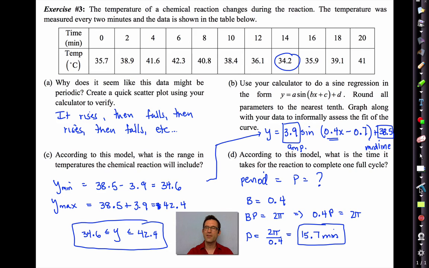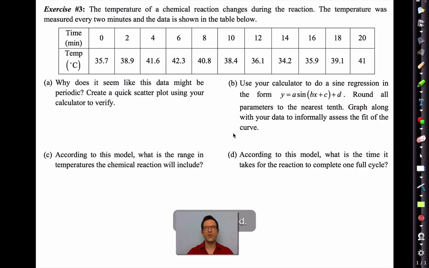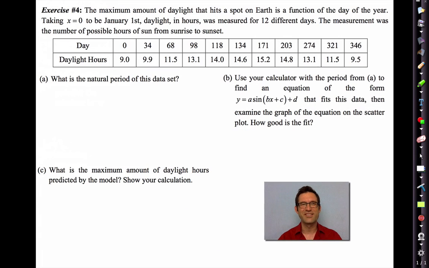Okay, let me clear out the data. Let me clear out the writing. Let's do one more exercise. And when I mean one more, I mean just one more.